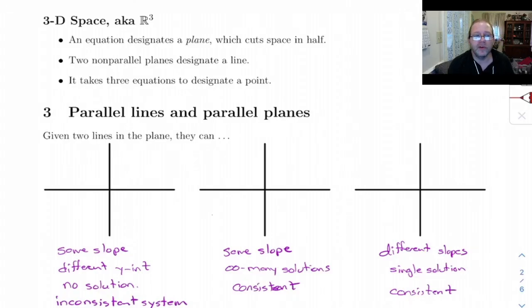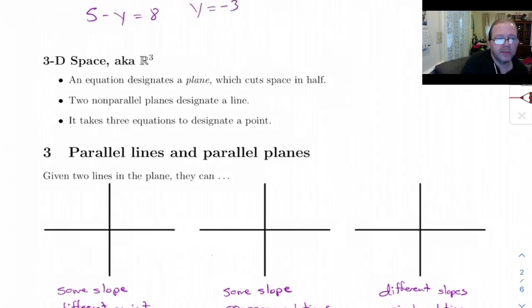All right, let's look at three-dimensional space. Now, in 3D space, or R3, an equation designates a plane. And like before, a plane cuts space in half. And so if you have two non-parallel planes, then those planes are going to intersect in a line. And it takes 3 equations to designate a point. And I want to look at that by looking at this plane graphing tool.